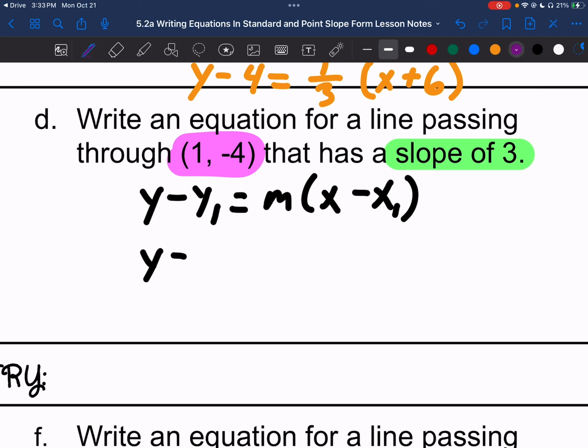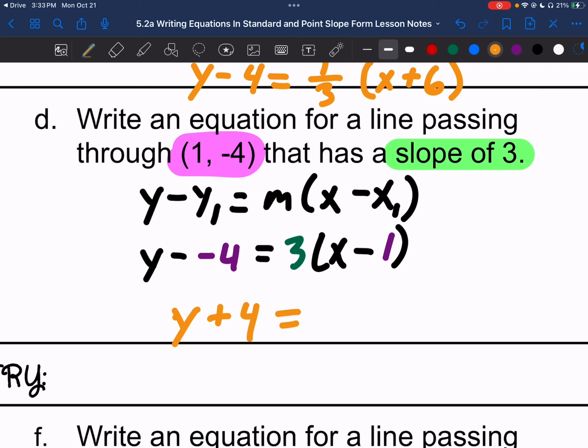Our first y value is -4, is equal to my slope 3 times the quantity x minus x1, which is 1. And now we just need to rewrite it again, being mindful of the double negative. So y plus 4 is equal to 3 times the quantity x minus 1.